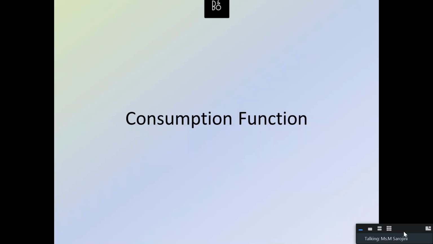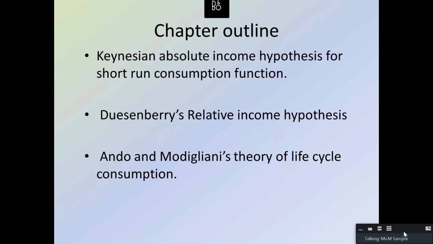Under this chapter, we are going to discuss the Keynesian absolute income hypothesis for the short-run consumption function, Duesenberry's relative income hypothesis, and also Modigliani's life cycle income hypothesis.